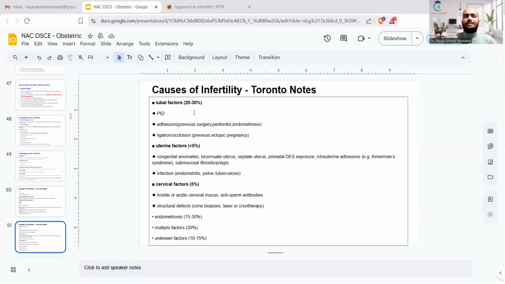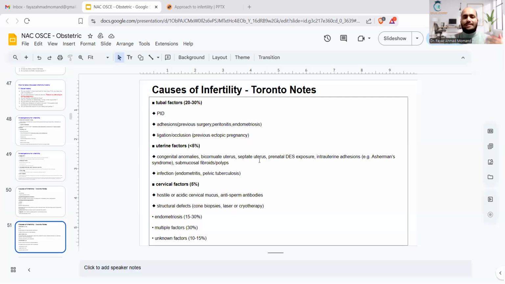For example, a patient who had a PID may have adhesions or scarring in the tubes, fallopian tubes. Surgery, peritonitis, endometriosis, etc. They may cause the tubal lumen to either be narrow or completely shut off, so they won't be able to get pregnant.